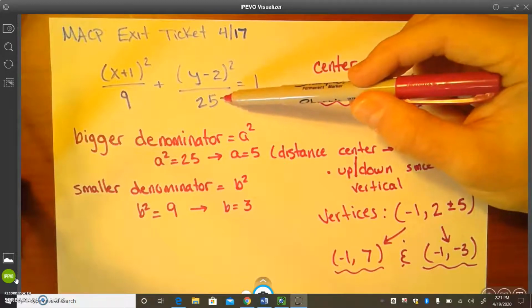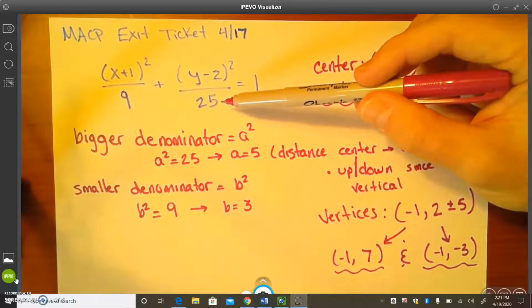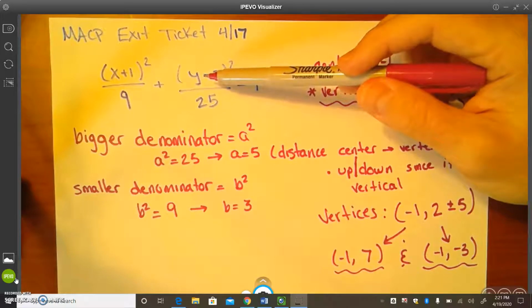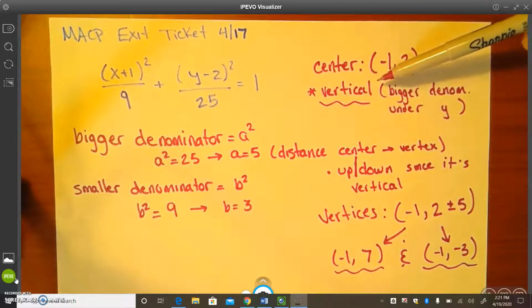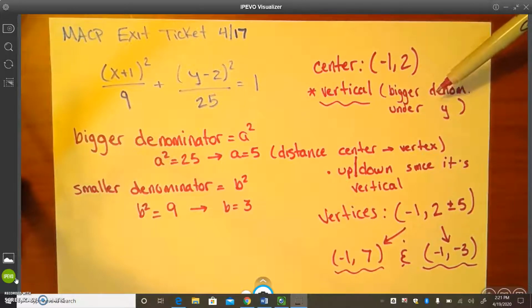The larger denominator is always going to tell you what direction the ellipse is oriented. So the larger denominator is with the y, that's the vertical coordinate. So it has to be a vertical ellipse, all right? Just look at the larger denominator, that is the easy way to tell.